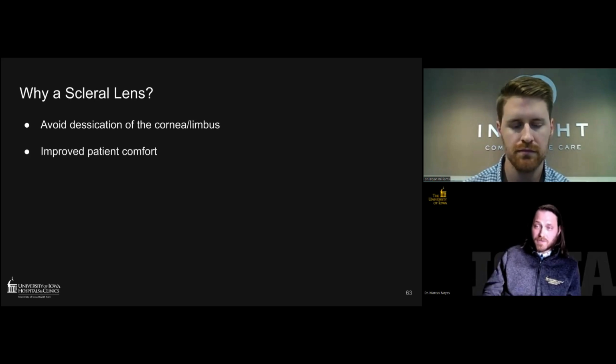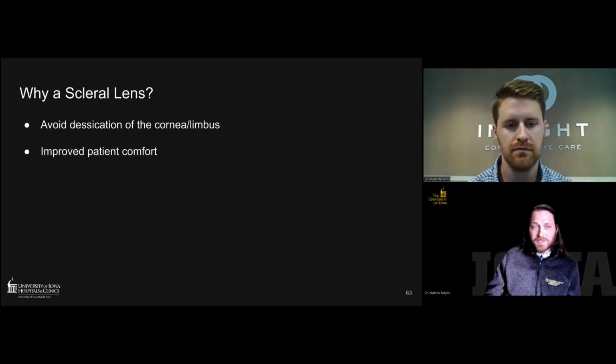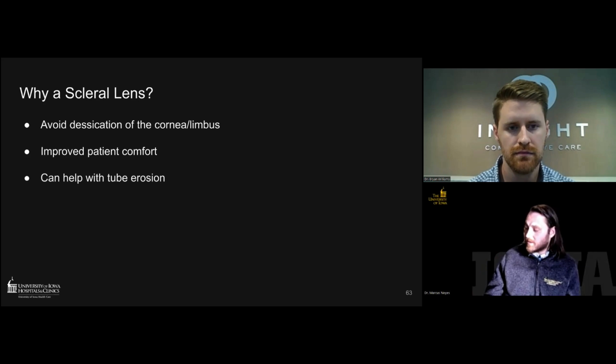Scleral obviously vaults over top of that and hydrates the whole ocular surface. Also, patient comfort. And then, as we saw in this case, it can actually help remodel tube erosion, which can be huge. You just have to make sure that you're fitting it very carefully with a lot of follow-up.